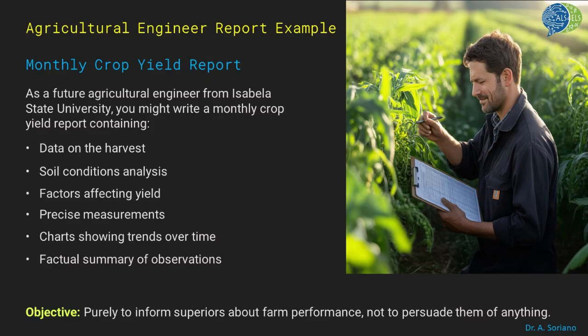Let's look at another specific example, this time for a report. As many of you are students here at Isabela State University, let's consider a scenario involving an agricultural engineer. This engineer might be required to write a monthly crop yield report. This document would be purely informative, containing precise measurements and factual observations. It would include hard data on the harvest, an analysis of soil conditions, a discussion of factors that affected the yield, like weather or pests, and charts to show trends over time. The objective here is crystal clear, to inform superiors about the farm's performance. There is no persuasion involved, only the clear, objective presentation of data.